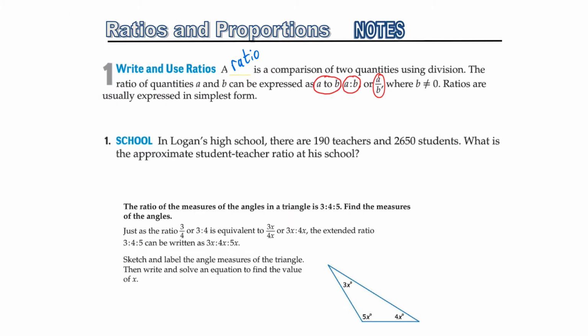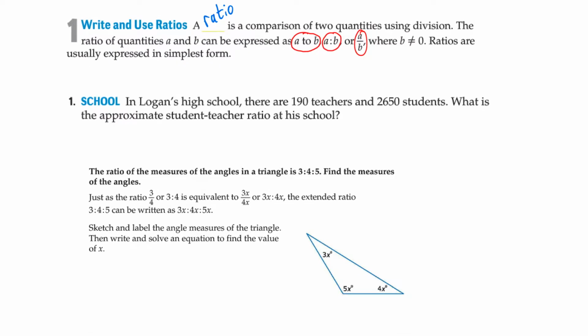All right, so on this first one, in Logan's High School, there are 190 teachers and 2,650 students. What's the approximate student-to-teacher ratio for the school? Now on this, the order matters. So 2,650 to 190. There's 2,650 students and there's 190 teachers. So if you simplify that, what do you get? 265 over 19. So the ratio of students to teachers is 265 to 19. For every 265 students, there's 19 teachers.